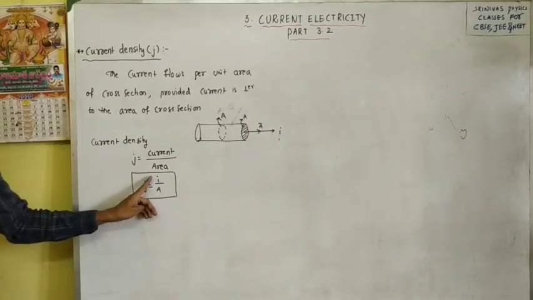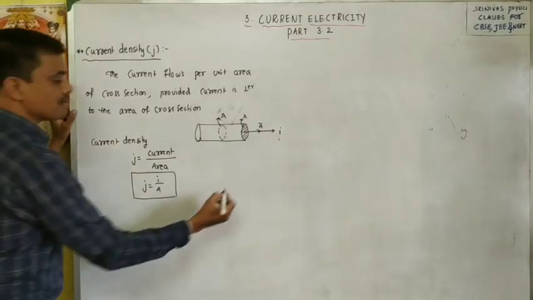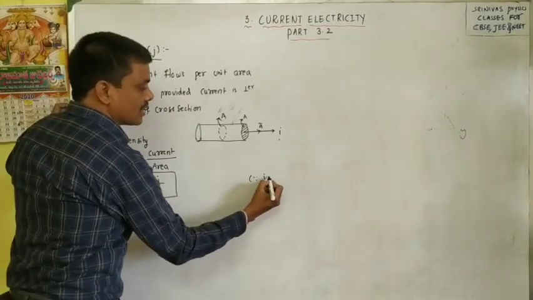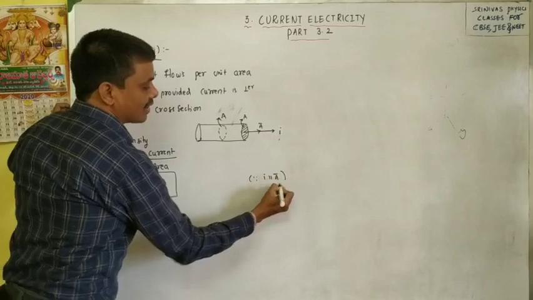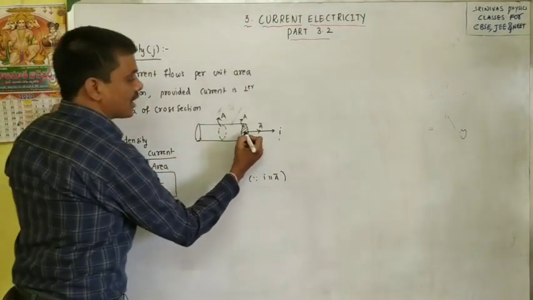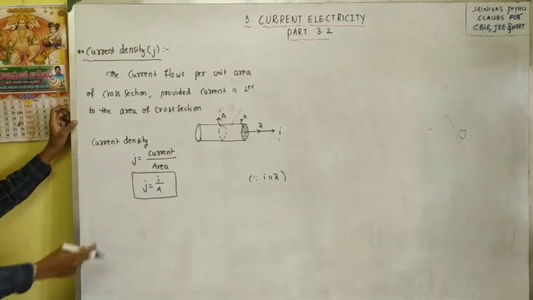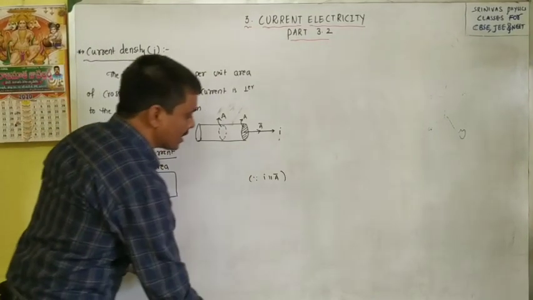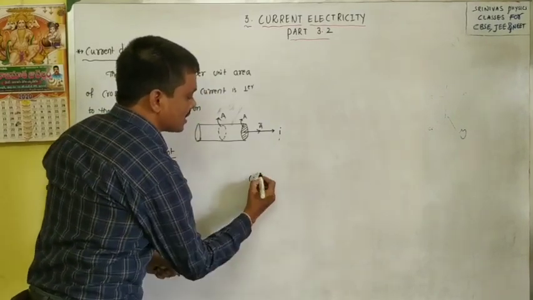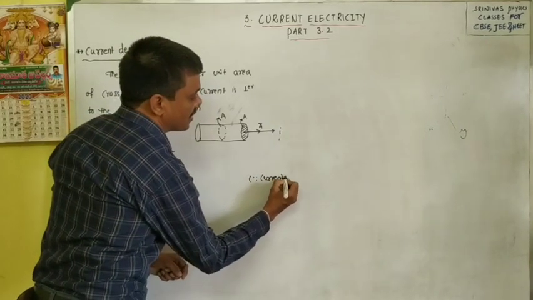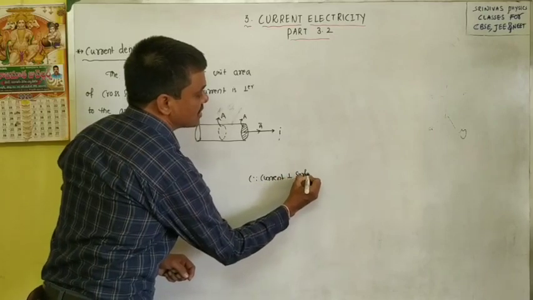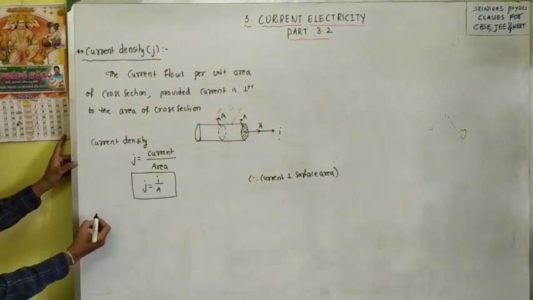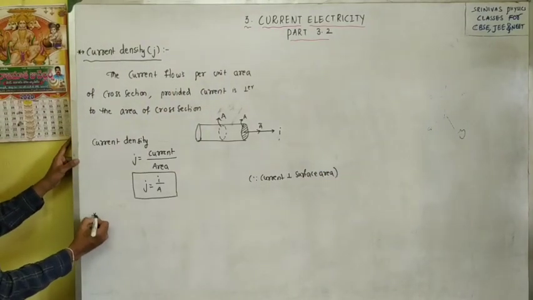Current density is the current per unit area, but this is applicable when the direction of the current is parallel to the area vector. Current is right side, area vector is also right side. At that moment, the current density formula is current by area, or current perpendicular to the surface area. Now let us see, if the current is not perpendicular, how we will write the formula.